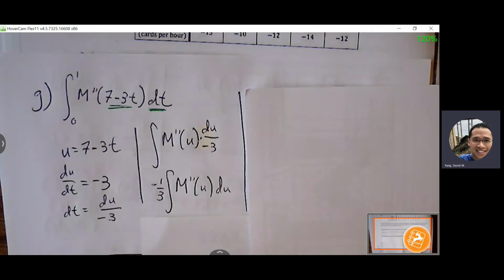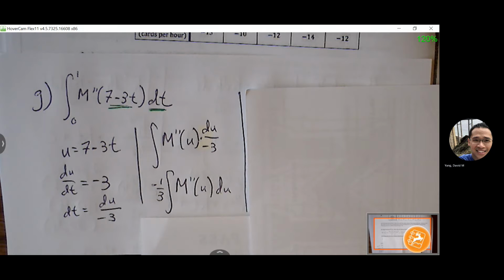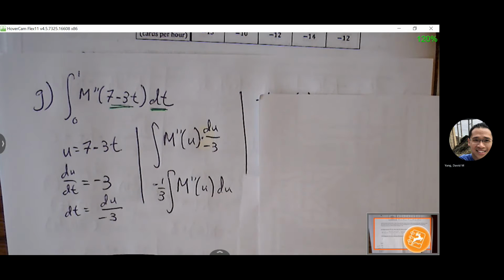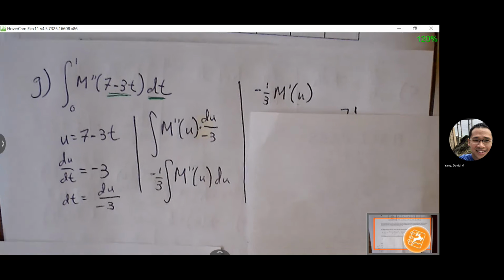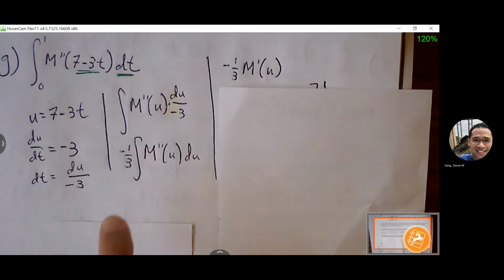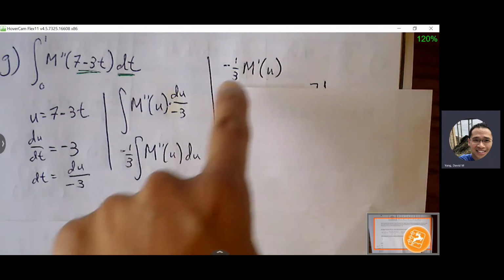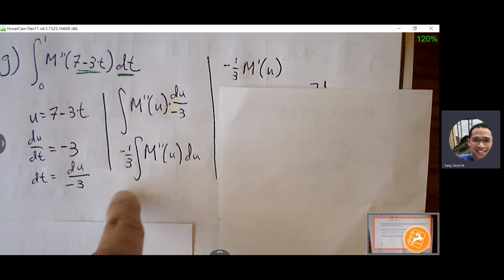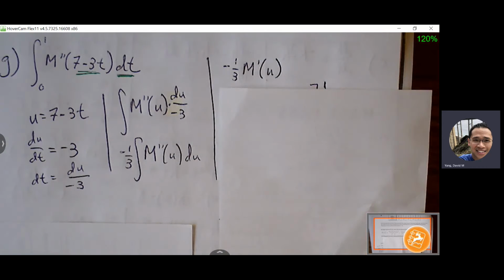And now we're ready for our antiderivative process. Okay, everything is cleaned up now. M double prime will rise up to M prime. The -1/3 just tags along. So integral of M double prime becomes M prime. Once you take the antiderivative, the integral notation and du notation drops out. Right. And now we're ready to involve the bounds.